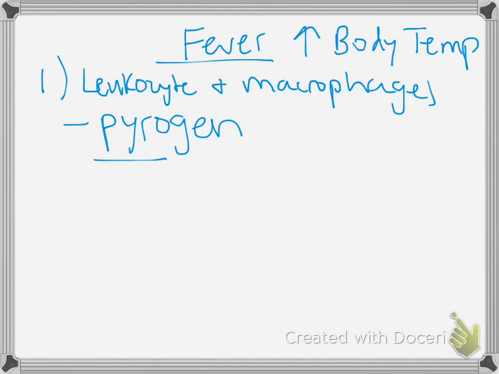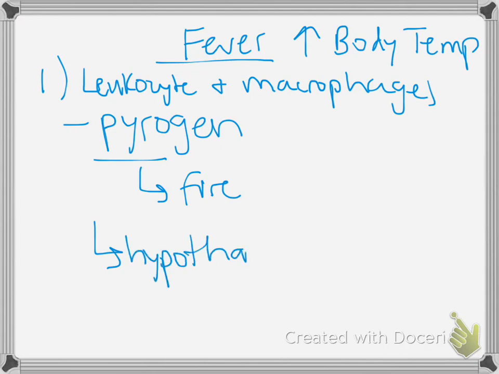It's a chemical, and what is pyro? Pyro has to do with fire, okay? So this is a fire chemical. What that means is it's a chemical that's going to cause an increase in body temperature. So these pyrogens are going to go to the hypothalamus. Remember, the hypothalamus is going to send signals to our medulla oblongata to help change automatic body responses.